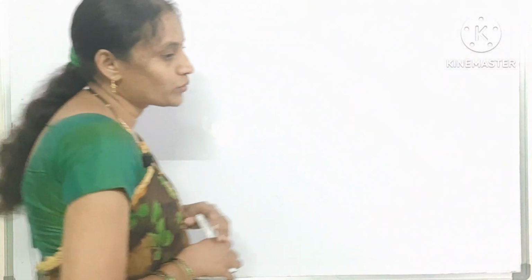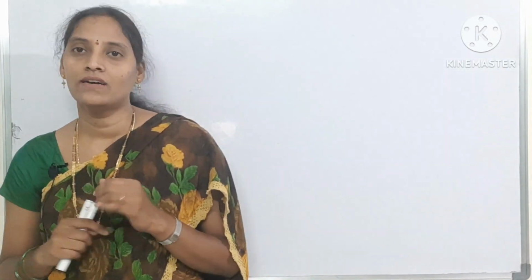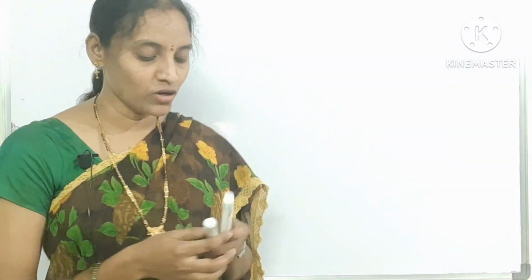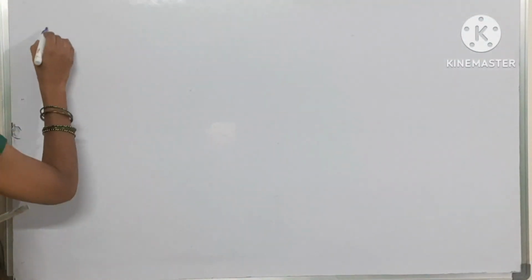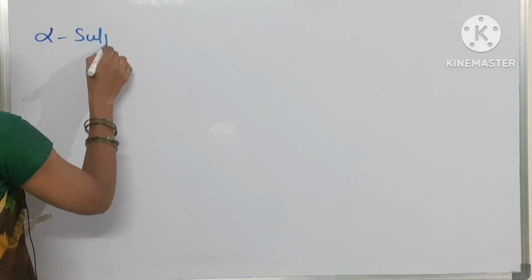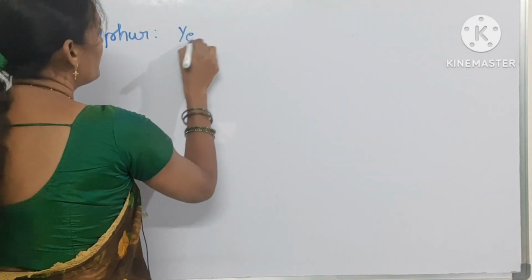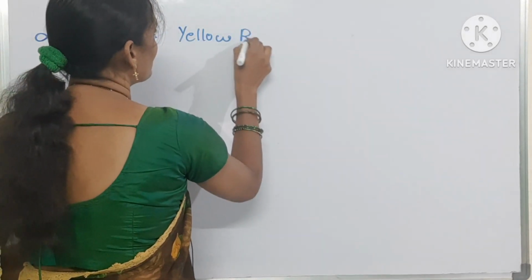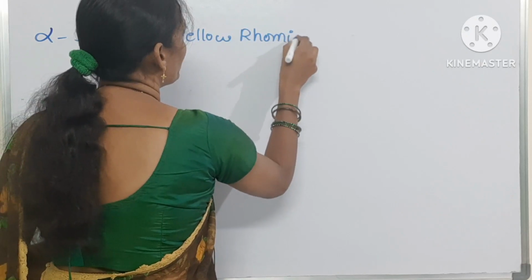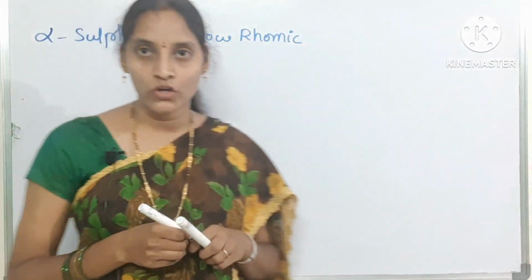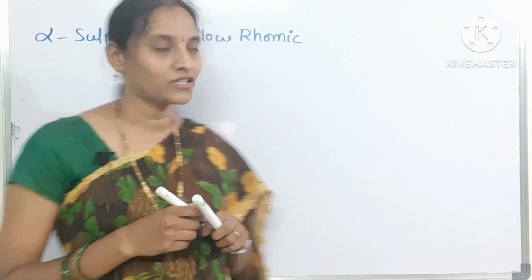If you see allotropic forms of sulfur, generally it will form so many allotropic forms. Especially we are discussing two allotropic forms: yellow rhombic sulfur and monoclinic sulfur. Yellow rhombic sulfur is also known as alpha sulfur. And another one is monoclinic sulfur, the beta form.